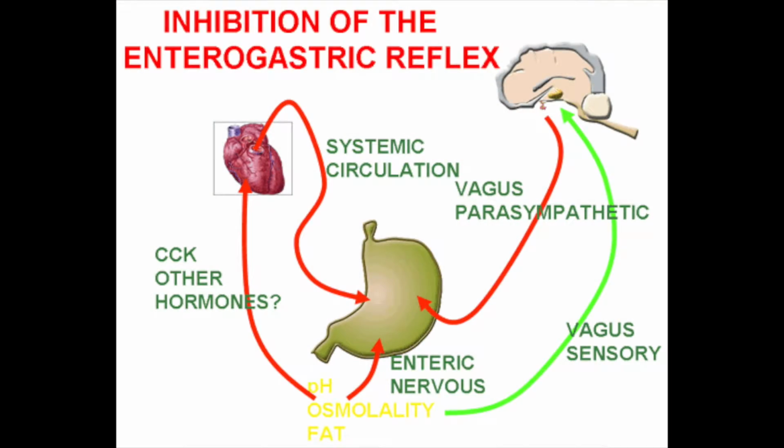Now the same factors that inhibit gastric motility also inhibit gastric secretion, so things like fat, high acid, or hypotonicity. The enterogastric reflex and enterogastrones also suppress gastric secretion when they reduce the excitability of gastric smooth muscle cells.